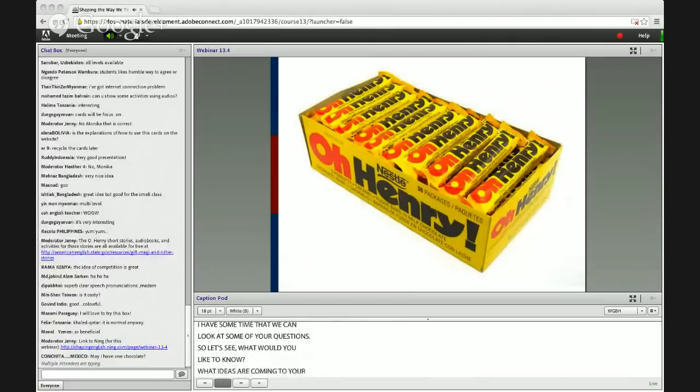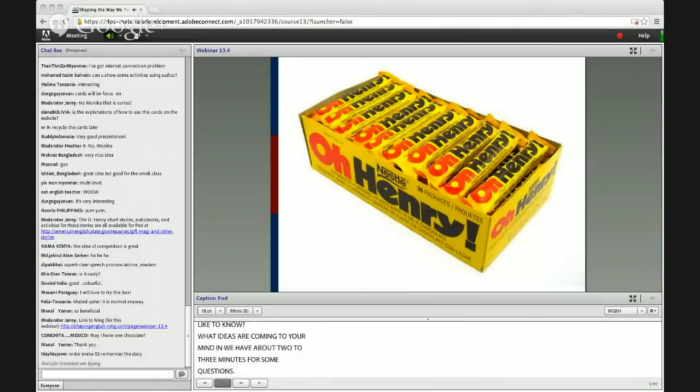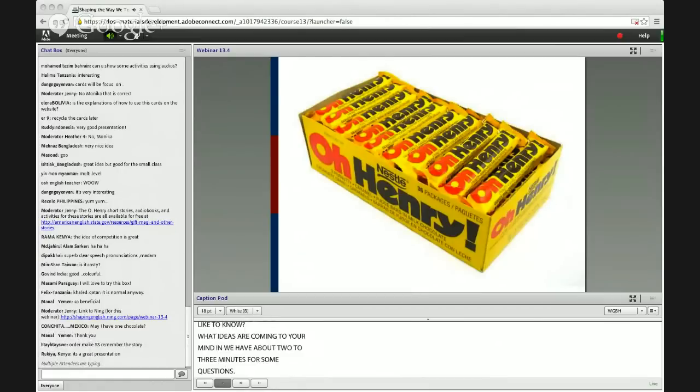I would love to give you a chocolate conchita. I don't know if you can get those in Mexico. I hope you can.